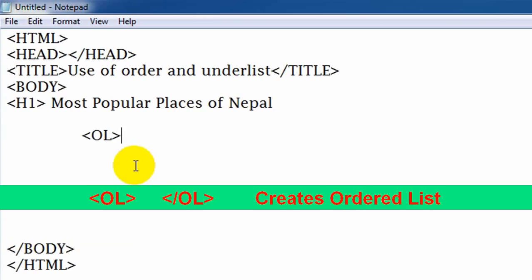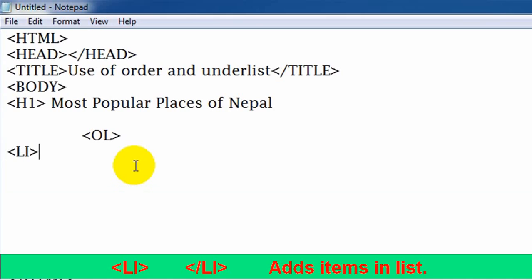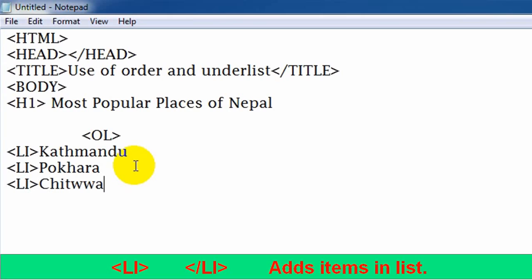Now let's type OL. Now for the first list item, you can use the LI tag to list out the items. LI Kathmandu, LI Pokhara, LI Chitwan, LI Karnali, LI Dharan. Here I have written the names of 5 places that I want to list out.